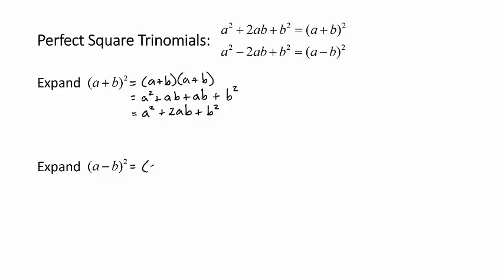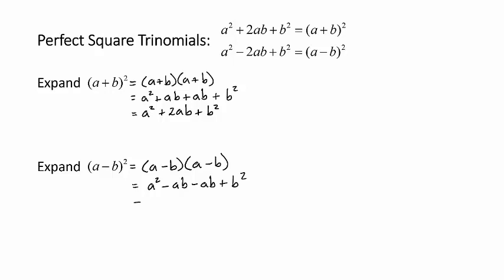So what happens when we have a minus b quantity squared? Let's expand that. A minus b times a minus b. When we FOIL that, we're going to have a squared. And as a middle term, our outer and our inner, what is it going to be? A times negative b is minus ab. Negative b times a is minus ab. And negative b times negative b is positive b squared.